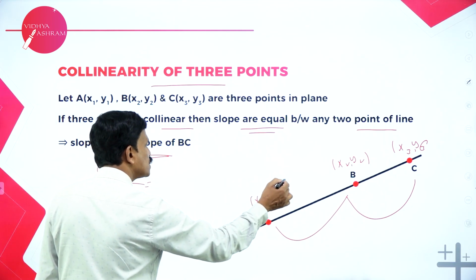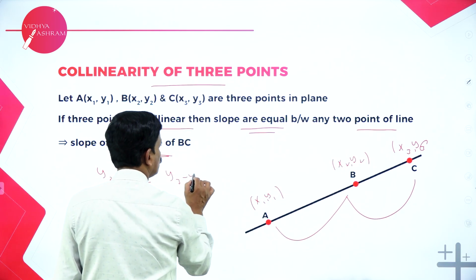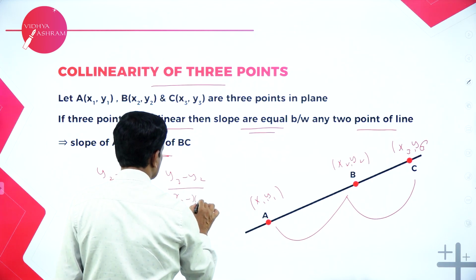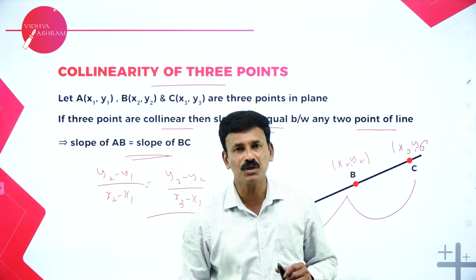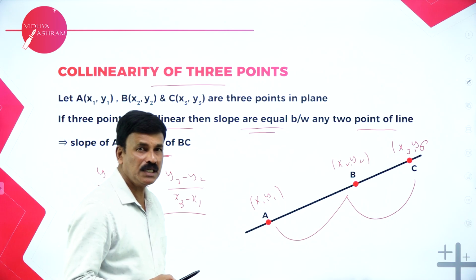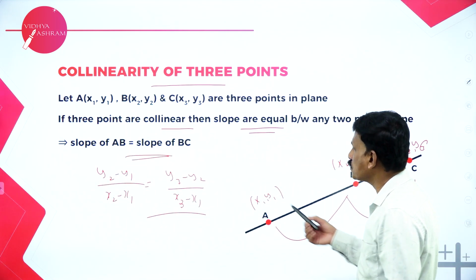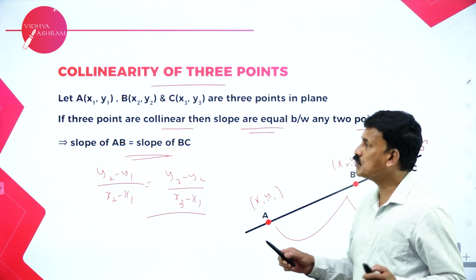Here, the slope of BC, with points (x1, y1) and (x2, y2), we can call it (y3 minus y2) divided by (x3 minus x1). If these two are equal, then the 3 points are said to be collinear. So if the slope of AB is equal to the slope of BC, then the 3 points A, B, C are said to be collinear.